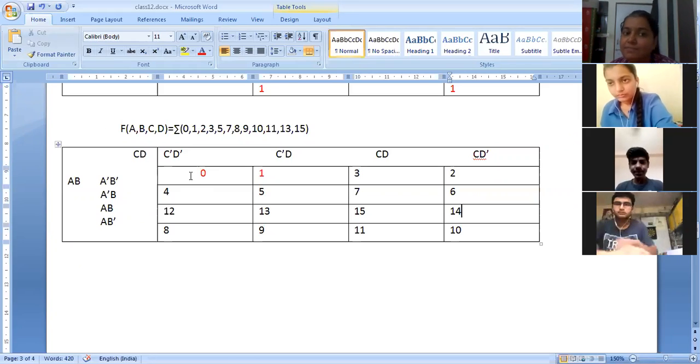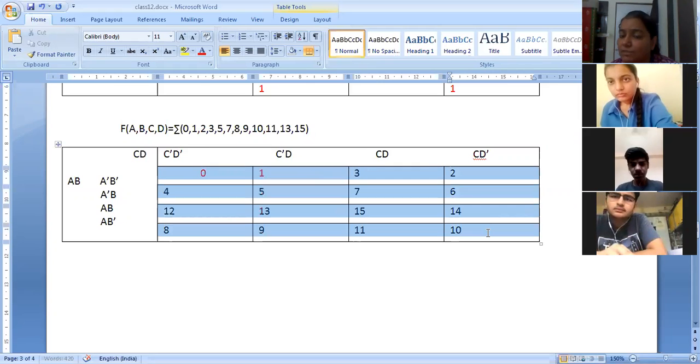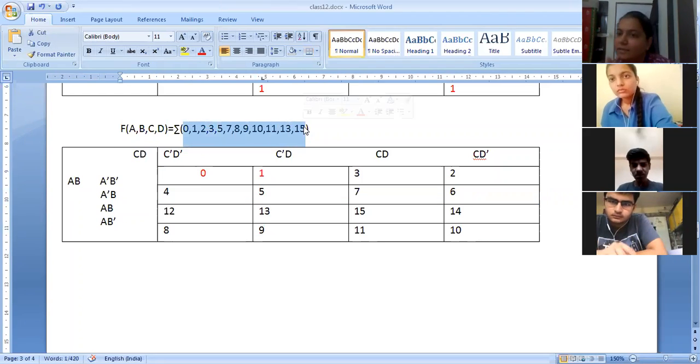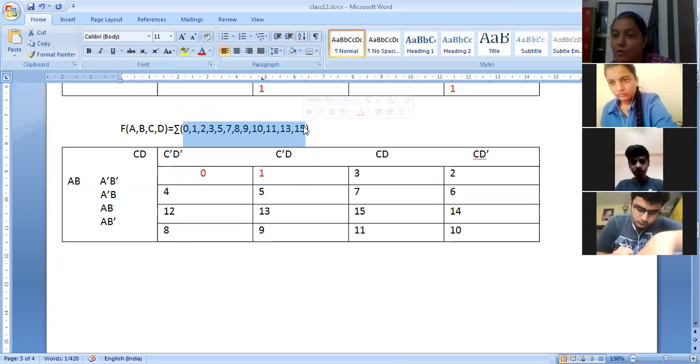Now why is this important? Why am I writing this 0, 1, 2, 3? Because this represents this number. In the question you have been given some number. See, it starts from 0. There is a 0 also. So basically there should be a 0 in the table. You cannot start from 1. It is like an array.